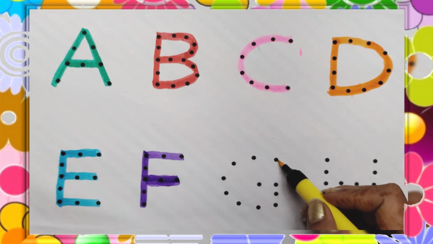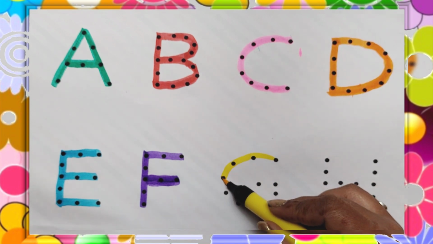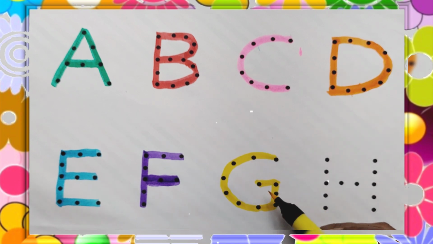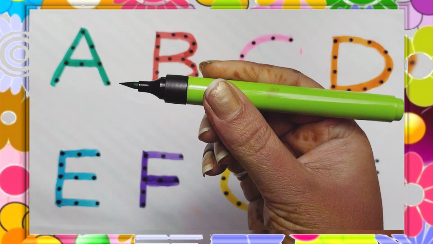G. A curve. G for girl. Light green color.